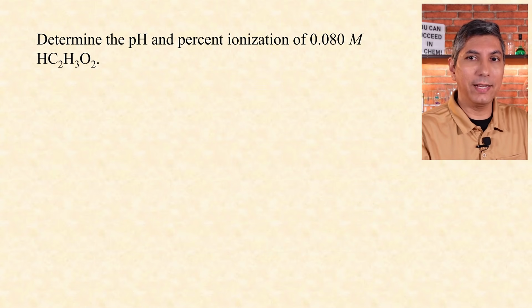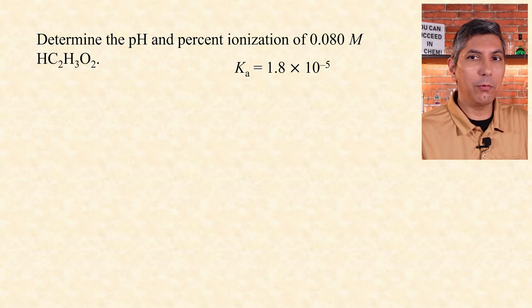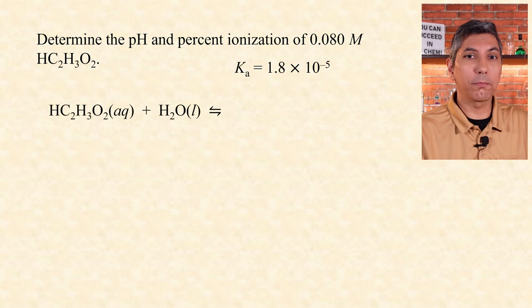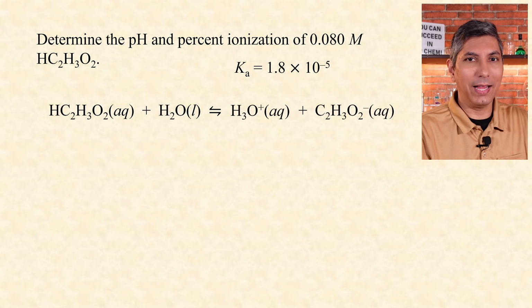Let's say we're asked to determine the pH and percent ionization of 0.080 molar acetic acid, where the Ka equals 1.8 times 10 to the negative fifth. Remember, acetic acid, like all acids, is a proton donor, which means that water accepts an H+ ion. So we produce hydronium and acetate ions.